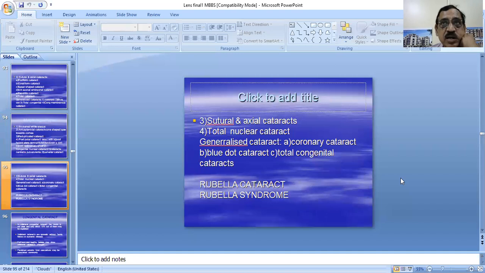And total nuclear cataract: these people are born with fairly white cataract opacities, lenticular opacities, and the whole embryonic nucleus, fetal nucleus, infantile nucleus and cortical matter are all affected, and the vision will be impaired in these cases, and they will have to be taken care of immediately after birth. So not immediately after birth, maybe as early as possible.